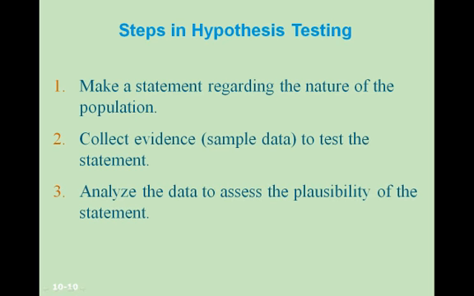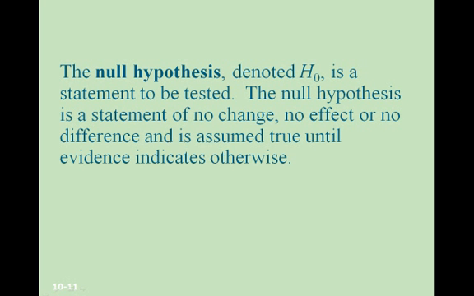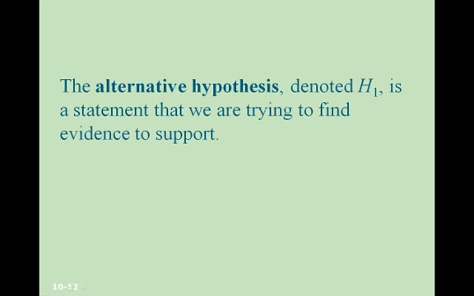So let's look at some definitions. The null hypothesis, denoted with an H with a subscript of 0 or H naught, is a statement to be tested. The null hypothesis is a statement of no change, no effect, or no difference, and is assumed true until evidence indicates otherwise. The alternative hypothesis, denoted with an H with a subscript of 1, is a statement that we are trying to find evidence to support.